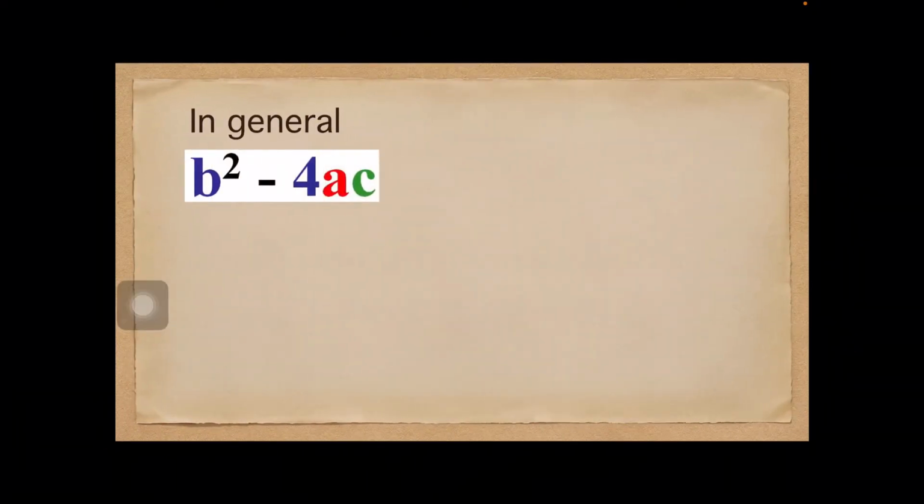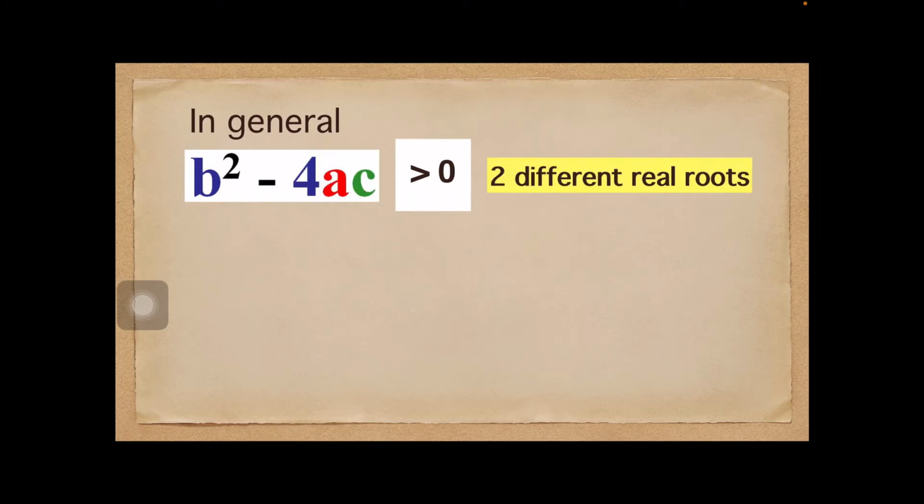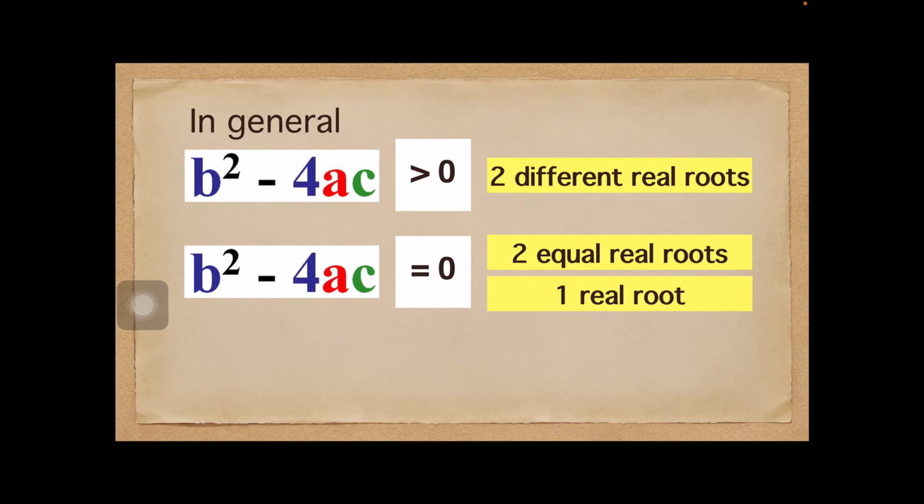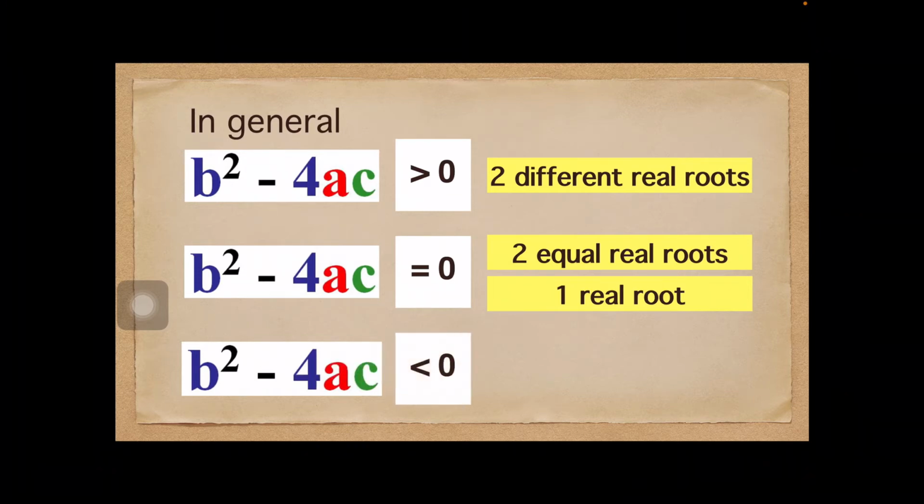Now in general, when we calculate the value of b squared minus 4ac and the value is greater than 0, it indicates that we are going to have two different real roots. And if the value of the discriminant is equal to 0, it shows that there will be two equal real roots. It means that there is one real root, because the two values are equal. Now if the discriminant is less than 0, it means that there will be no real roots.